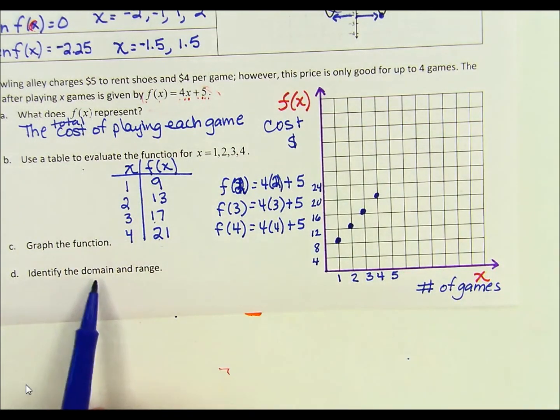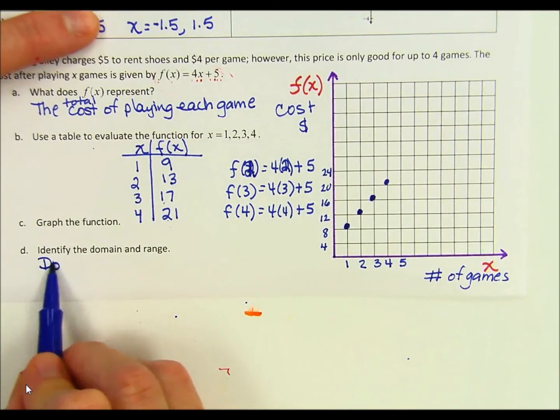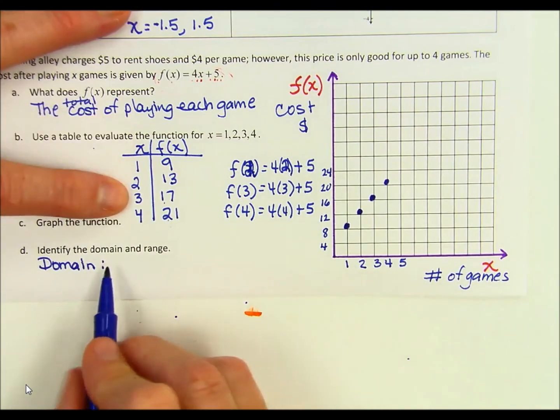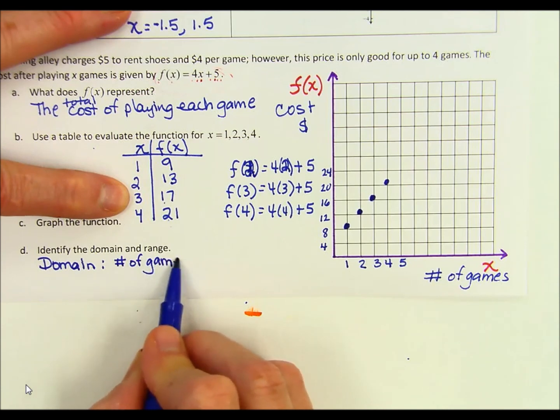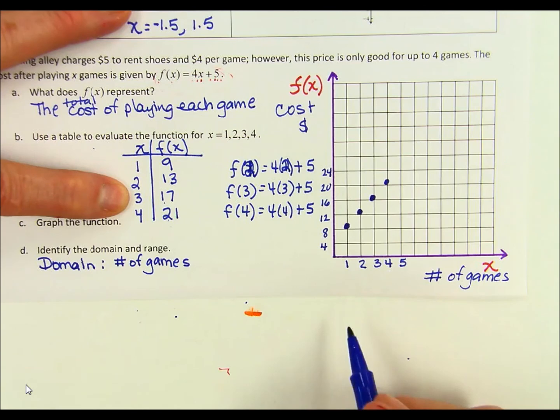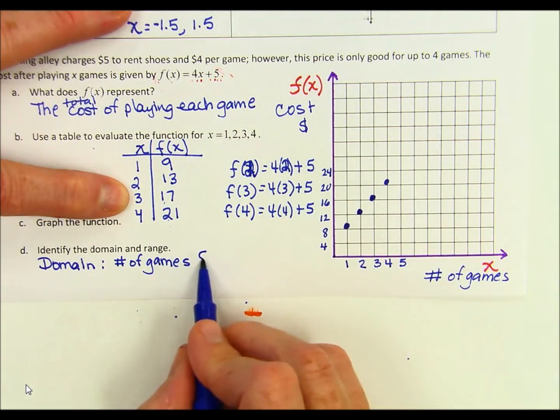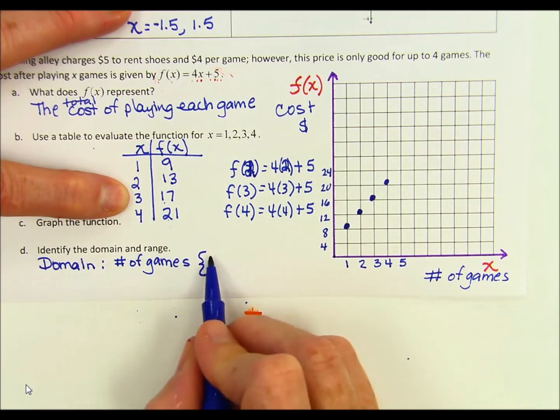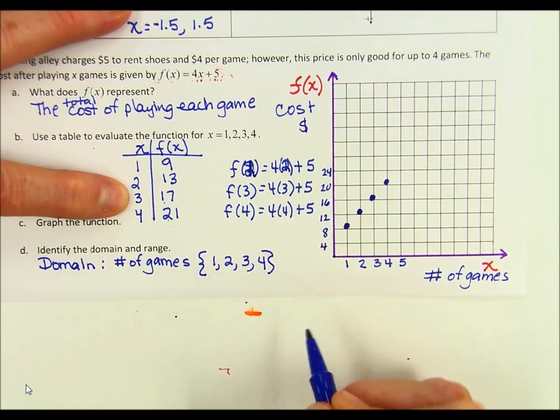Now it says identify the domain and range. So the domain, remember, is going to be the input. So the context here is going to be the number of games. The problem clearly told us we were going to play 1 up to 4 games for this price. We are not going to use interval notation. We are going to use roster notation, set notation. So we're going to go 1, 2, 3, 4.